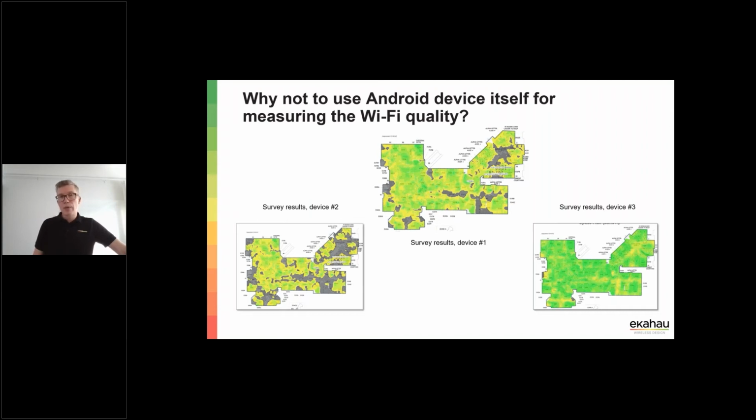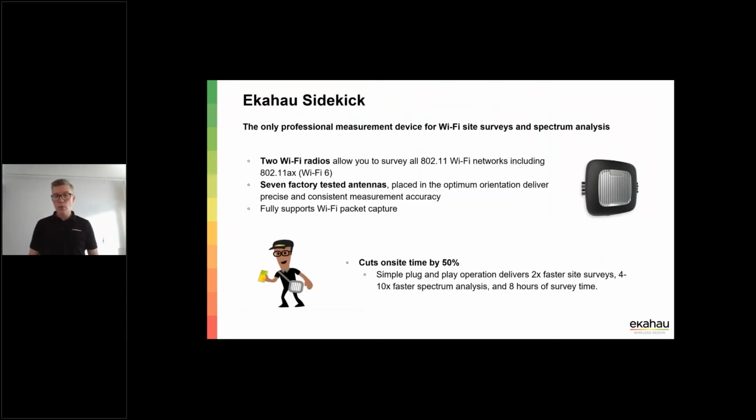And that's the reason why we are not using the device itself. We are using Sidekick for that. So Ekahau Sidekick is the most accurate Wi-Fi measurement device out there in the market. And this we can say with high confidence because we have been testing it in various conditions, and we have been testing it in several RF labs. It's highly accurate, and it produces consistent results.